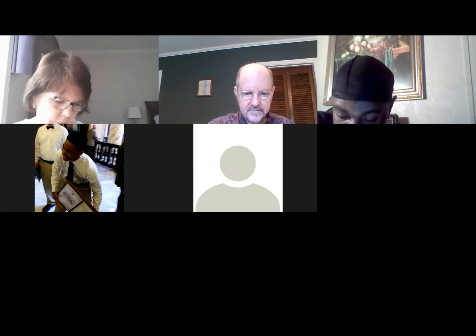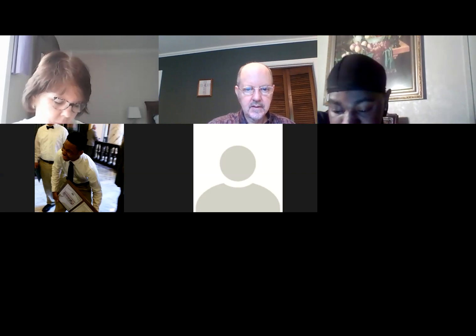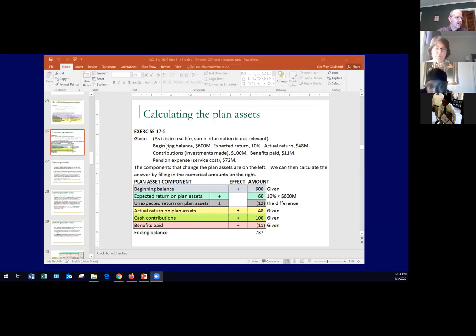Calculating plan assets. Plan assets beginning balance is 600 million. Expected return 10%, actual 48 million. Contributions investments made 100 million. Benefits paid 11 million. Pension expense service costs 72 million. The components that change plan assets are on the left. We can then calculate the answer by filling in the numerical amounts on the right.